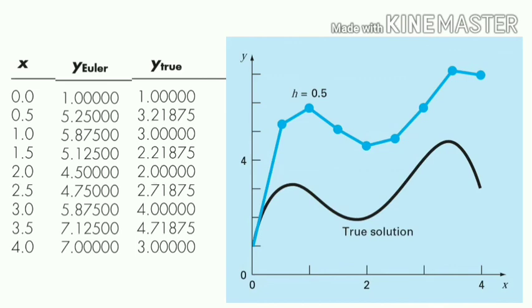Next we can compare the values of the actual solution, that is y true, and the values from Euler's method at different points. So you see at 0.5 Euler's method gave 5.25, whereas the true value is 3.218, and at x equal to 1 Euler's method gave 5.87, whereas the true value is 3. So there is a difference between these two values because Euler's method, or the numerical method, is an approximate method.